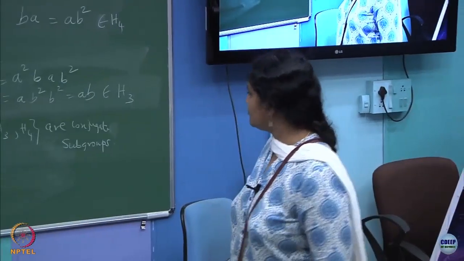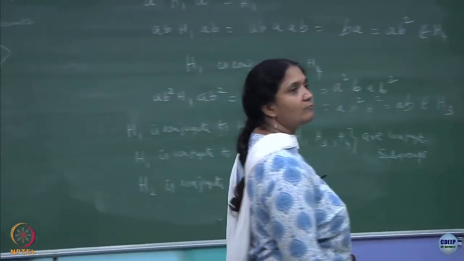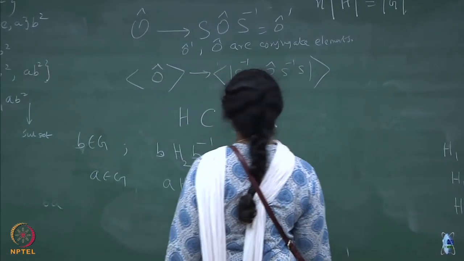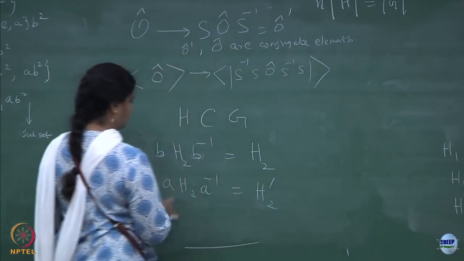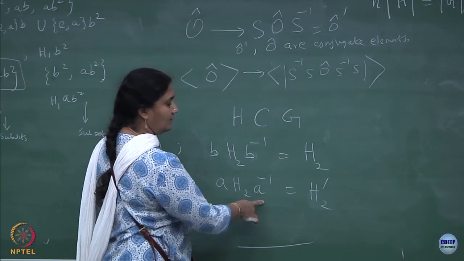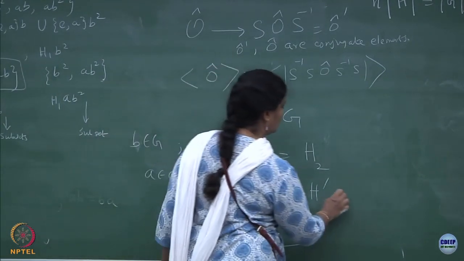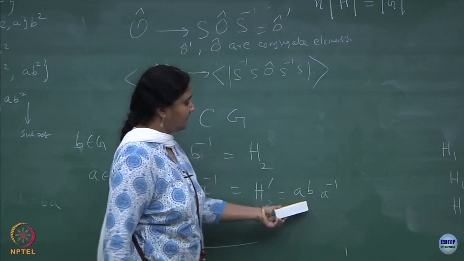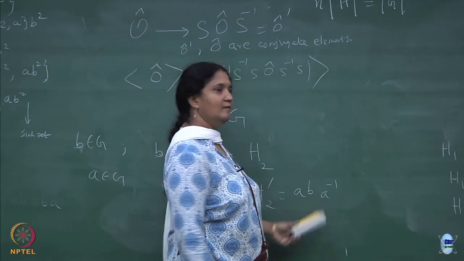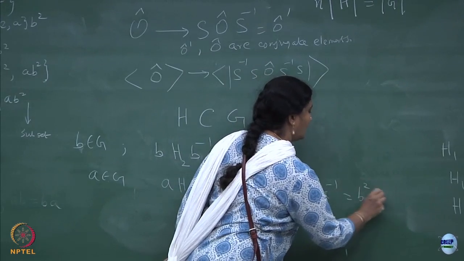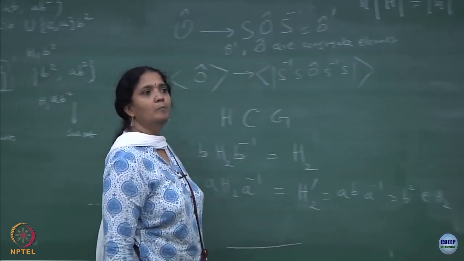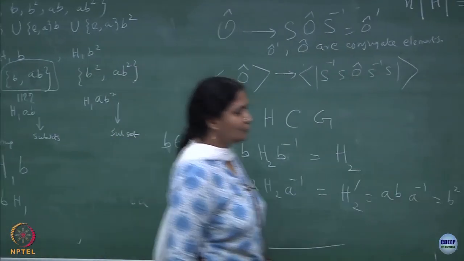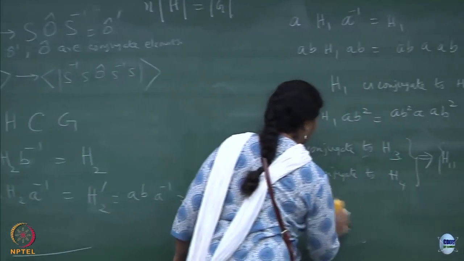Okay. What is H2 conjugate to? Did you check? H2, this one, gives you anything new? AB is B squared A. Right? So which means H2 is self conjugate.